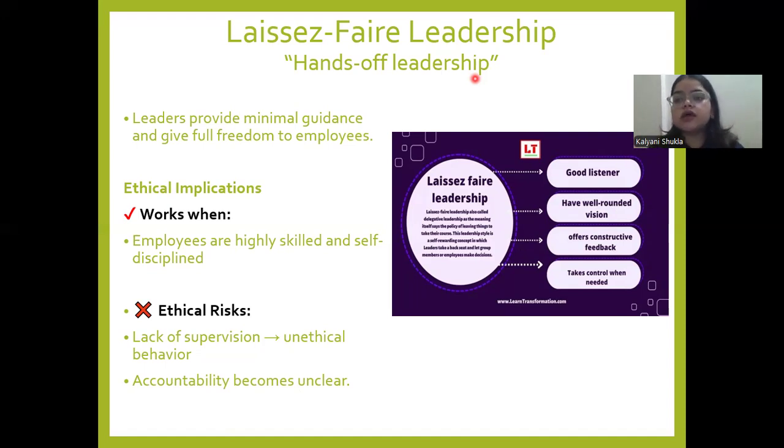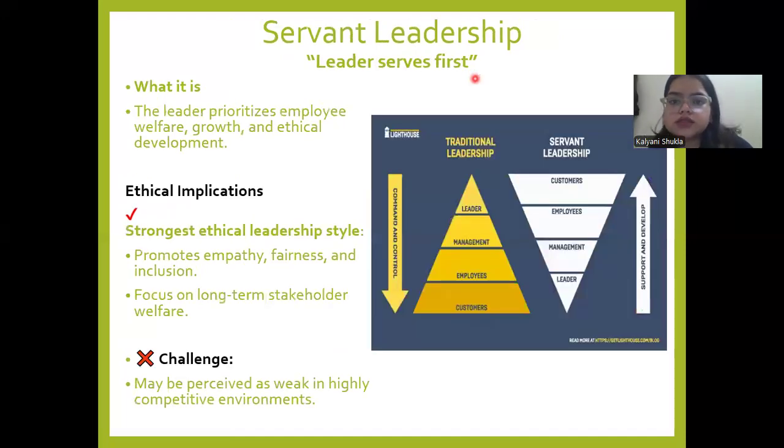It has ethical risk as well, the lack of supervision or lack of accountability. So this becomes chaos when it comes to this kind of leadership. Now, coming on to servant leadership, it says that the leader has the tendency to put employees, or put people, first in such a scenario. So what happens is the leader serves. The leader says that I serve, like the Prime Minister of India, he or she is serving the nation, the people.